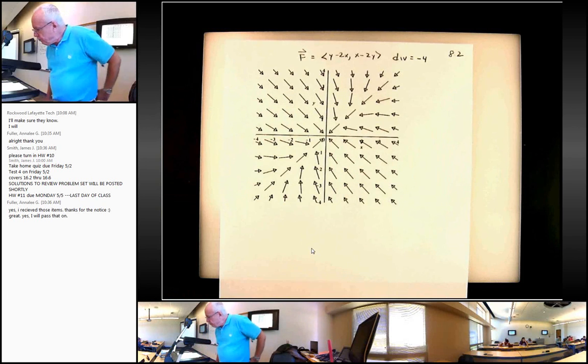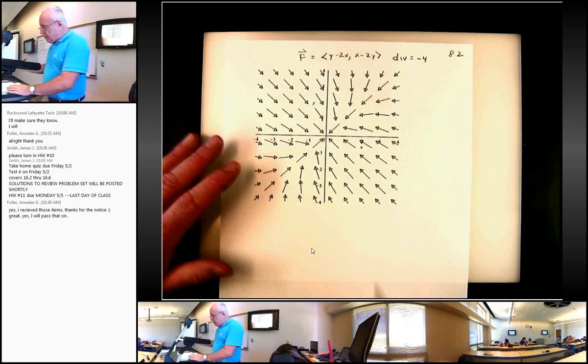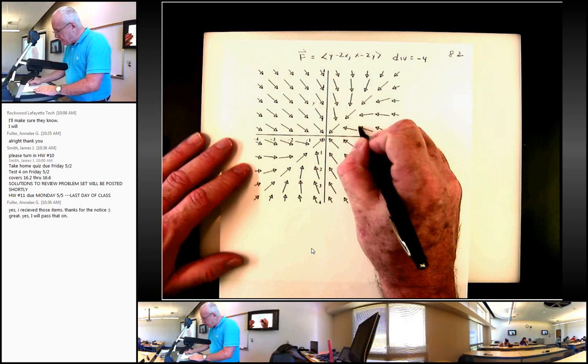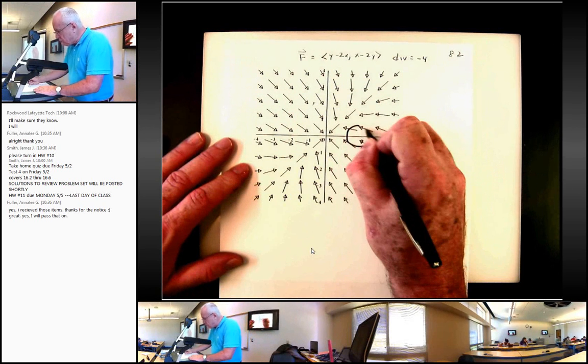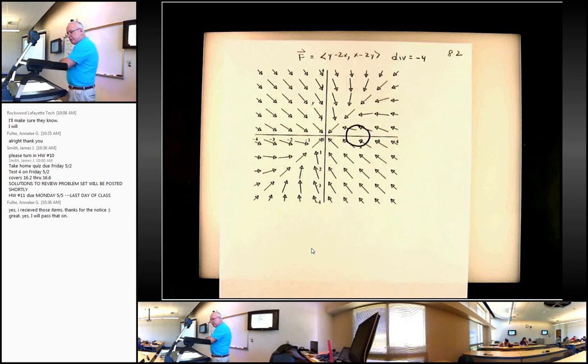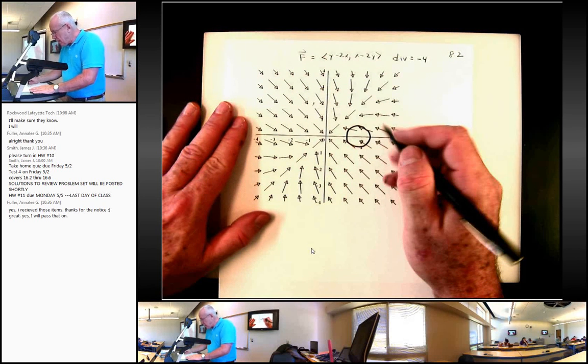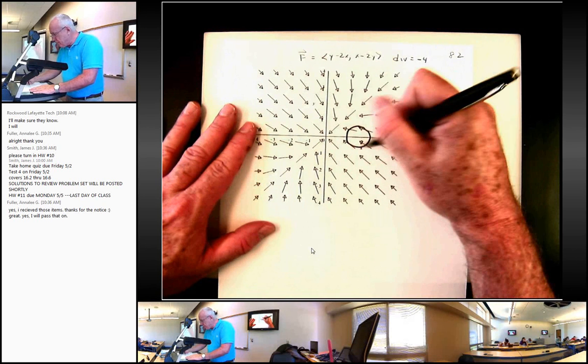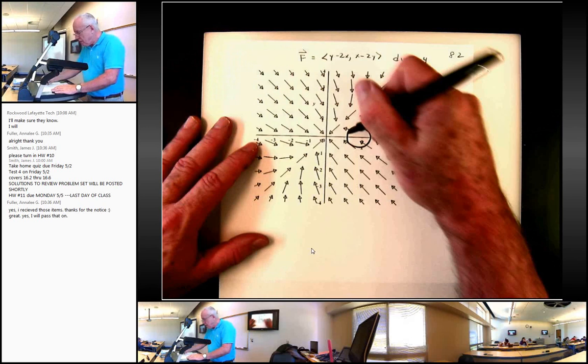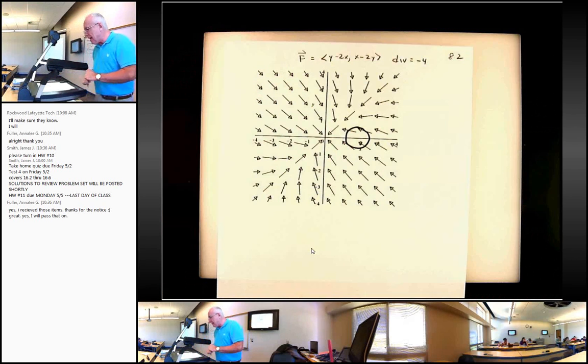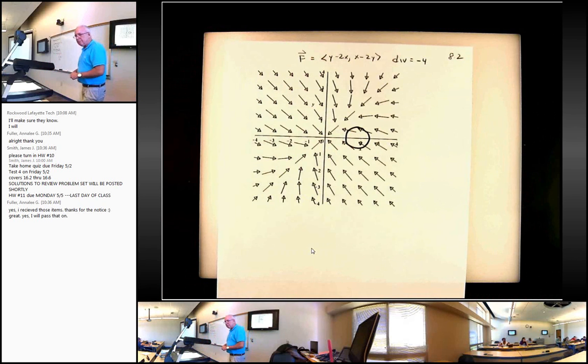So we can see here, if we just draw a little circle here, what happens is that there's going to be more going in than there is coming out. We're going to have stuff coming in, less stuff coming out, and therefore it's a negative div. Okay.